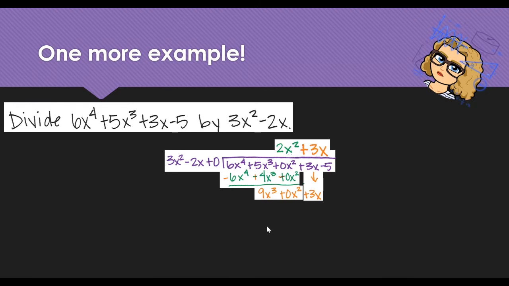So 3x times 3x squared, that's 9x cubed. 3x times negative 2x is negative 6x squared. And 3x times 0 is 0x. And then in green, I changed that to subtraction. So my 9x cubes are gone. 0x squared plus 6x squared is 6x squared. 3x minus 0x is still 3x. And you drop down your minus 5.